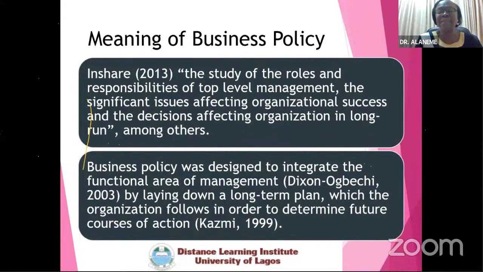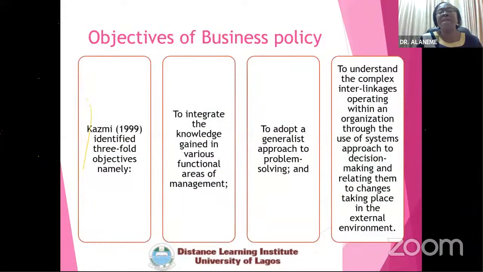And then Casme 1999 had his own, that is, laying down a long-term plan. That's telling us that business policy is laying down a long-term plan which the organization follows in order to determine future courses of action. So with your business policy, you lay down long-term plans to enable you determine future courses of action. Now, what are the objectives of business policy?